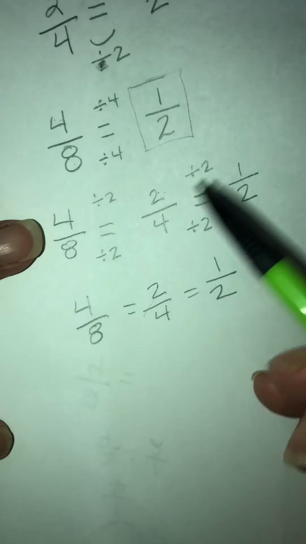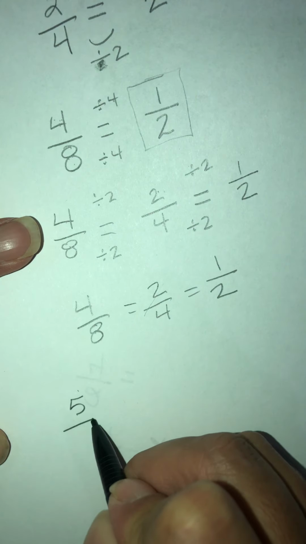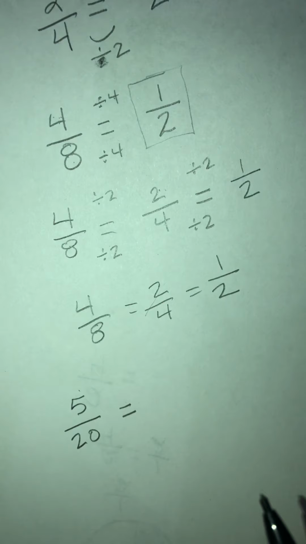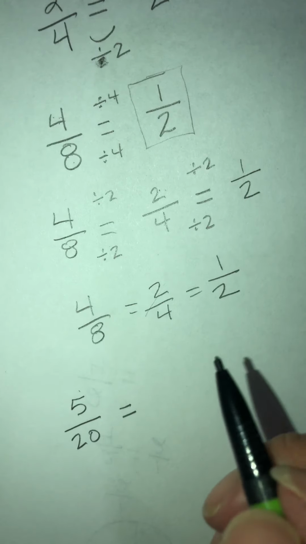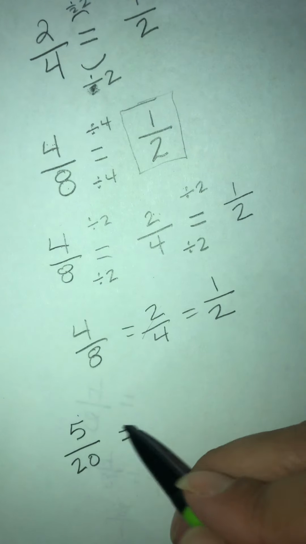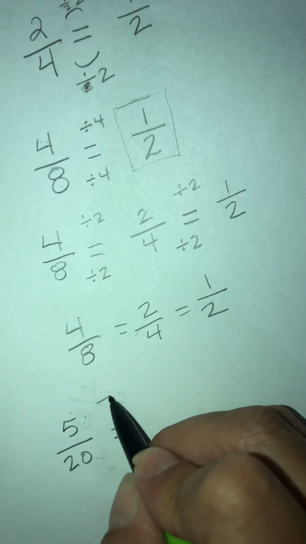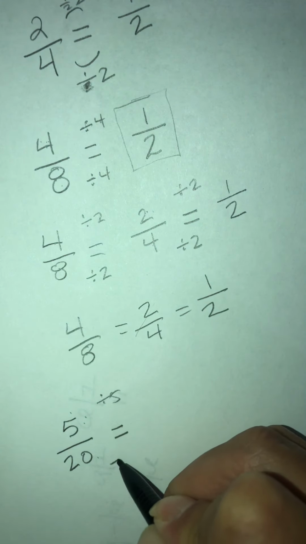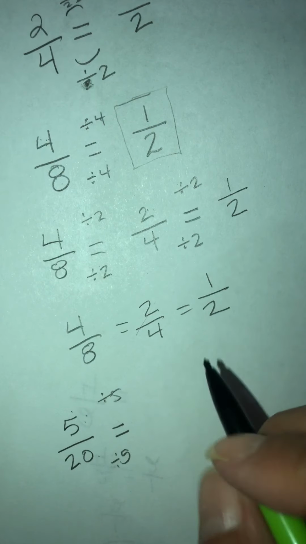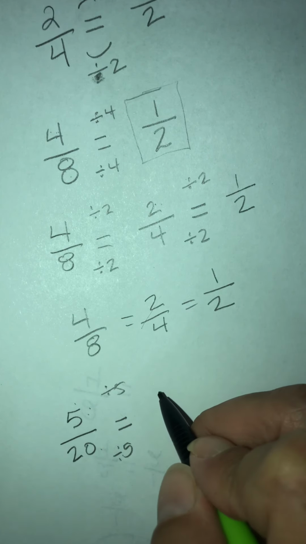Let's do another problem. Let's do 5/20. Well, do we know a number that will divide into both of those evenly? Well, 5 will go into both of those. So let's divide both by 5. And it'll get to where you don't have to write this right here, but I suggest you do it when you're first starting out or when you're struggling with it or trying to remember.